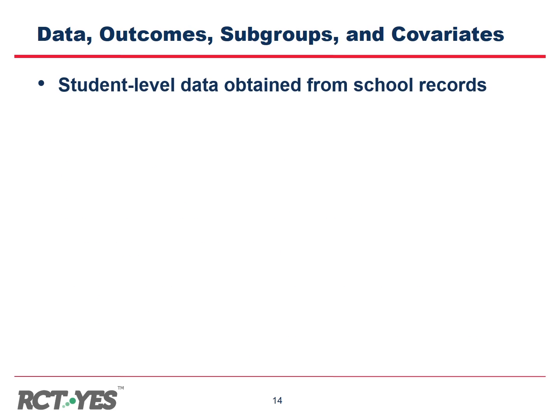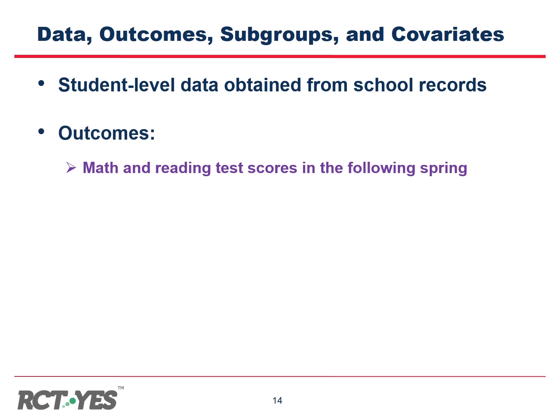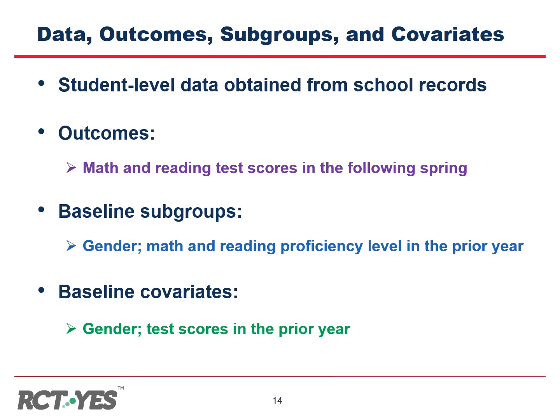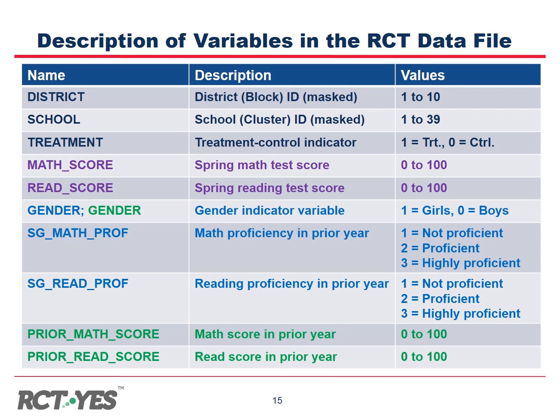We assume that student-level data are obtained from school records, that the outcomes are math and reading test scores in the following spring after random assignment, that the baseline subgroups are gender, math and reading proficiency level in the prior year, and that the baseline covariates are gender and test scores in the prior year. Below is a description of variables in the RCT data file.